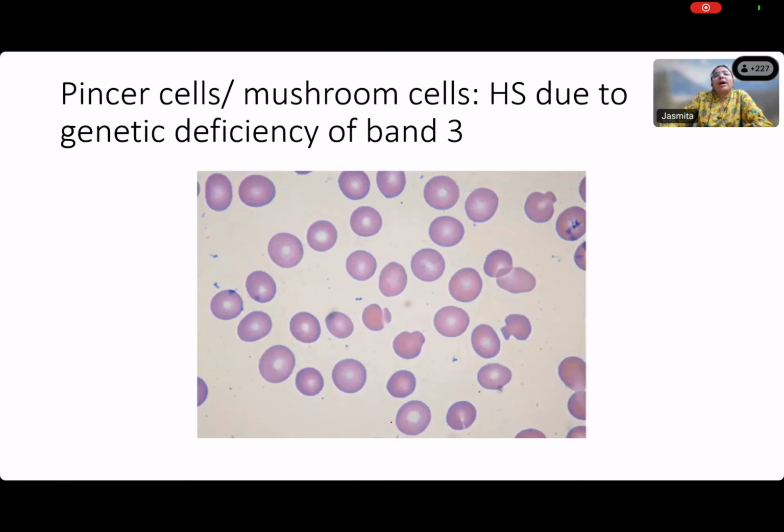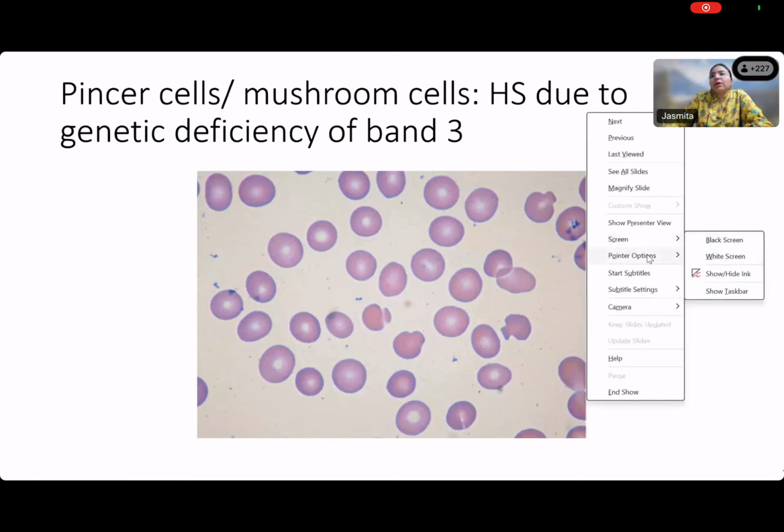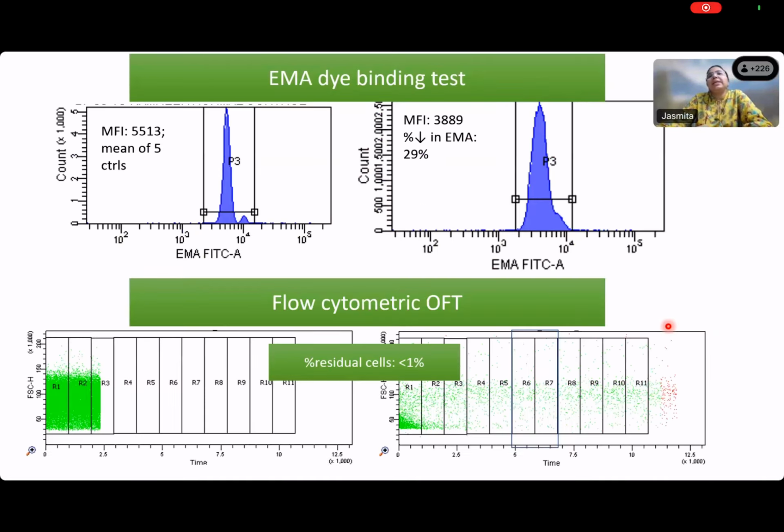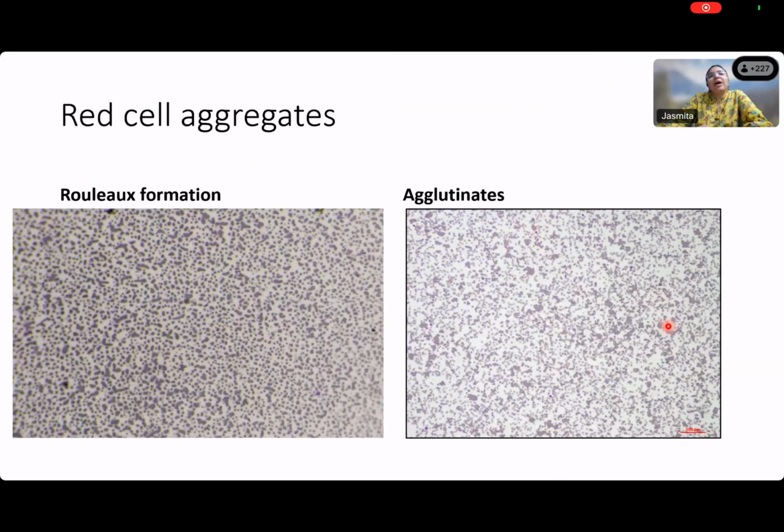Now, in addition to that, you have cells that can be called pincer cells or mushroom-shaped cells. So if I mark them here, I'll take a laser pointer to show you. This particular cell is a pincer cell or a mushroom-shaped cell. So if you see this in addition to a few spherocytes, you're likely looking at a band 3 deficiency, and you can further do the EMA dye binding test, which shows reduced fluorescence in patients of HS. Or instead of doing the conventional incubated OFT, you can also do the flow cytometric OFT if you have access to a flow cytometer.